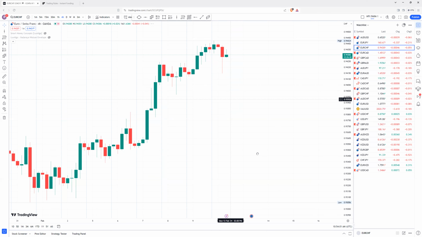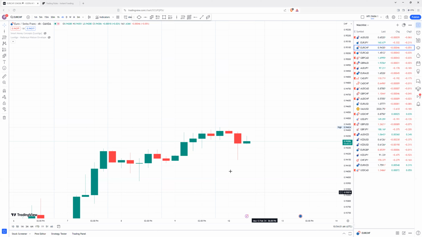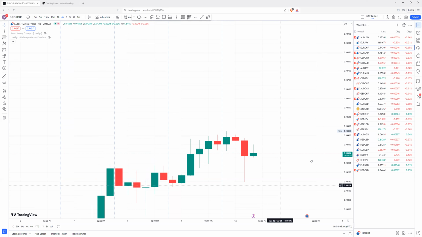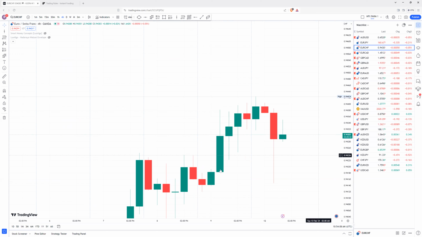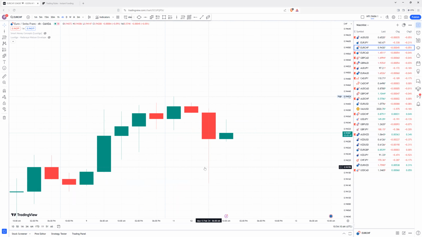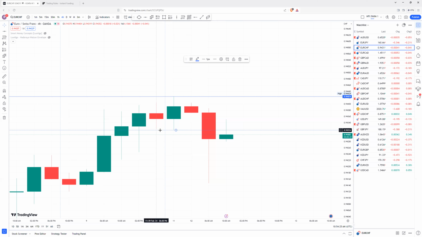The third one is also similar to the first one, but it's a little bit different. So for this third one, mark up the first 4-hour candle of the day, the high and the low of the first 4-hour candle of the day. After marking the first 4-hour candle of the day, you go straight down to 15 minutes.